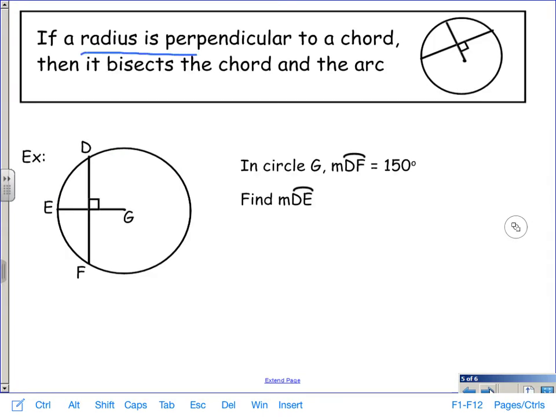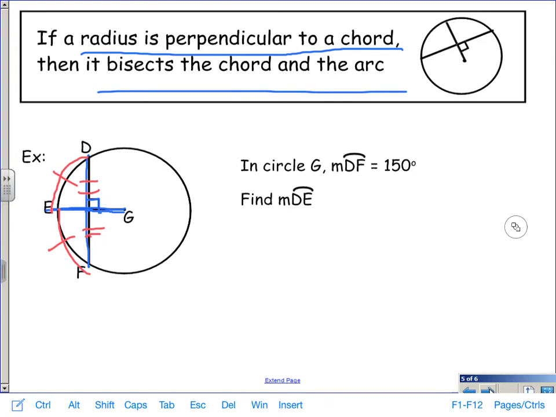If the radius is perpendicular to a chord, then it bisects the chord and the arc. So if we're measuring from the center point to the chord and continuing through, that becomes the radius, and the radius becomes the perpendicular bisector when it goes through the chord. So what I know is that GE is going to bisect DF, and as a result, we're going to end up with bisected arcs as well. So we've got congruent segments and congruent arcs.